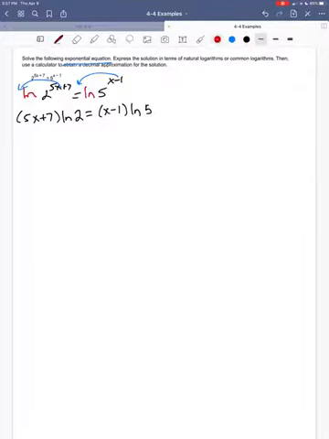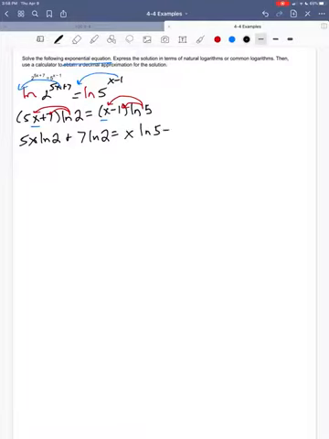And now what's going to be important here is I'm trying to solve for x, and x occurs in a couple places. And so when that happens, I need to try to get my x's together in some way. The other thing that's messing me up here are the parentheses. So I'm going to distribute the natural log of 2 and the natural log of 5 on both sides. So that means I'm going to get 5x times the natural log of 2 plus 7 times the natural log of 2, and then x times the natural log of 5, and then negative 1 times the natural log of 5. But of course I don't have to write the 1.